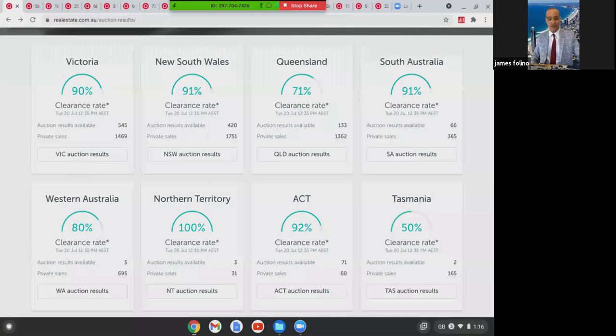Just in relation to Queensland, there were 286 scheduled auctions. Of the 286 scheduled, 88 were sold, from 133 auctions that actually happened. So there were maybe 130 properties that were either taken off the market or sold prior to auction. It gave Queensland a clearance rate of 71%. Queensland again had the third highest sales volume of any of the states, a lot closer to Victoria, New South Wales and the other states. And it's had 1,362 private sales.